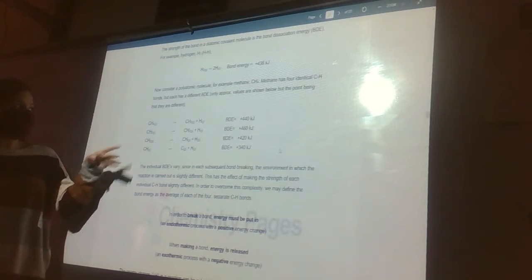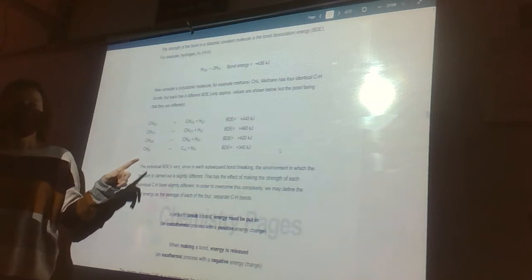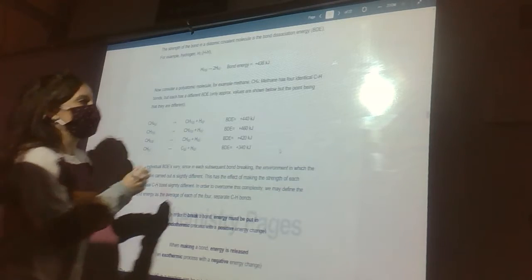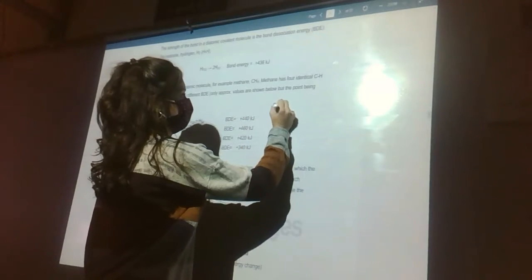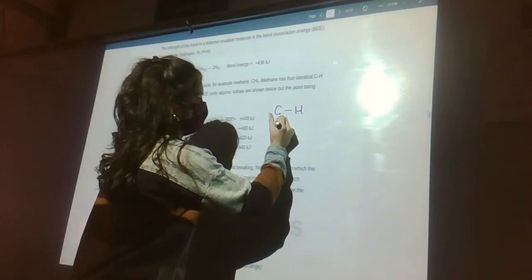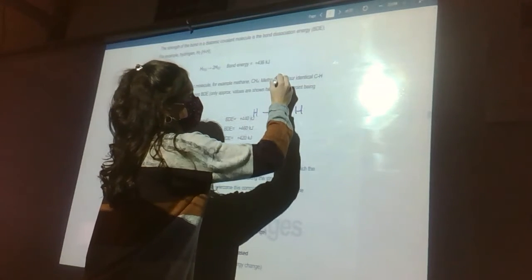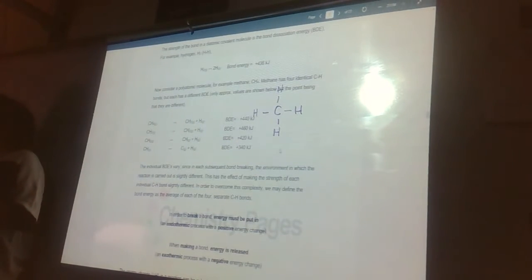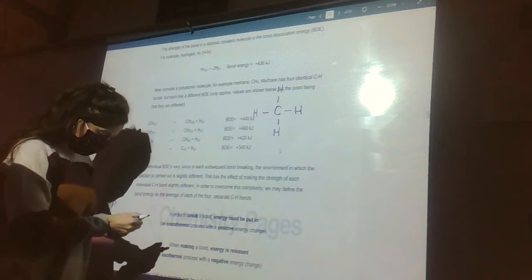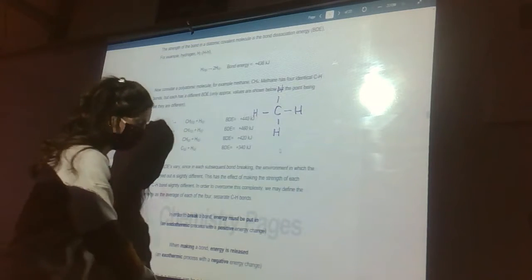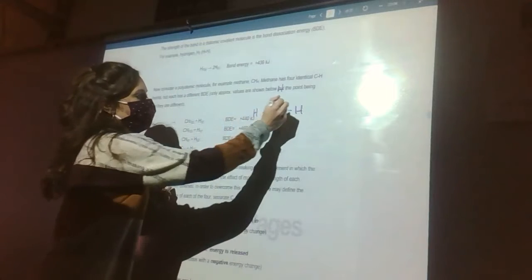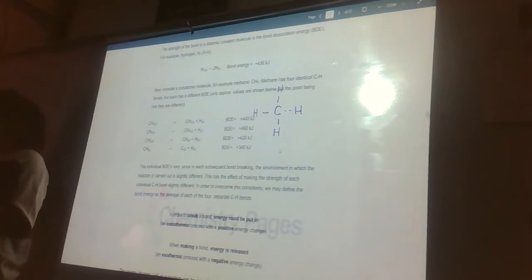So whenever we're talking about these bond dissociation energies, we're talking about breaking carbon-hydrogen bonds. So if we have CH4, breaking the first carbon-hydrogen bond requires 440 kilojoules of energy. Then you have CH3 and a free hydrogen.